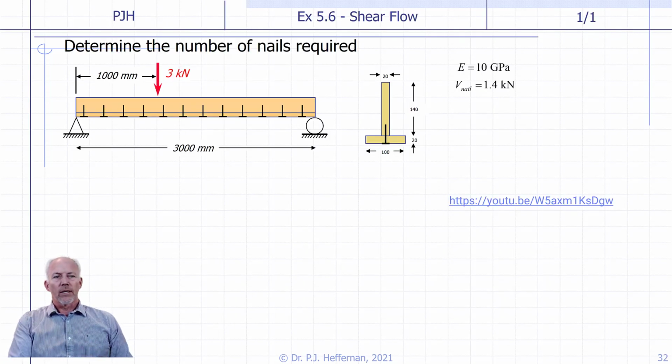So let's get on and do an example. So we have an inverted T, similar to some of the examples that we've been looking at before. But in this case, what we want to do is calculate the number of nails required to hold the bottom flange to the web and to transfer that shear force at that interface. And so it's a great little example.